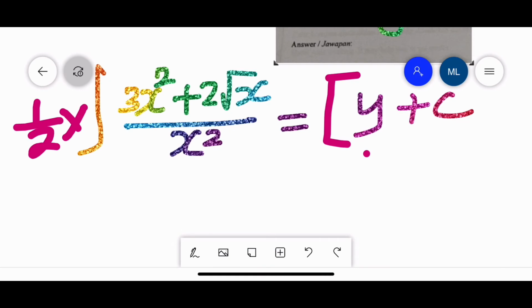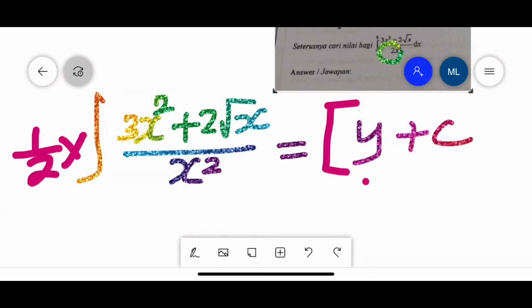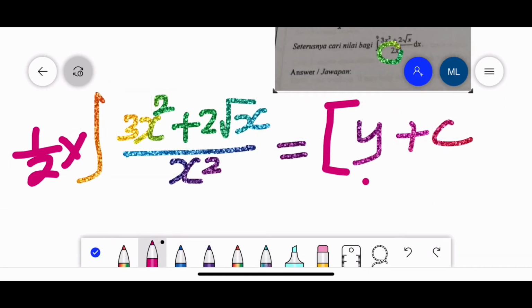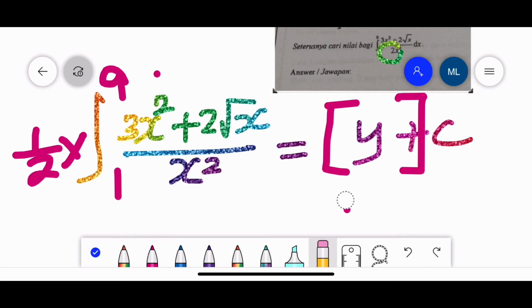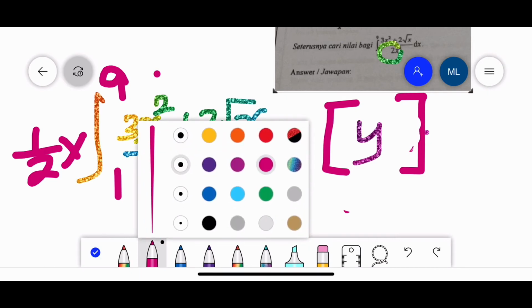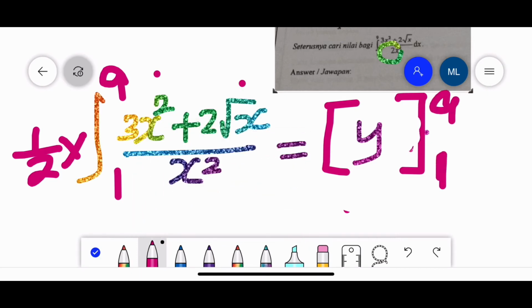For integration we have 2 types. One is definite integral, one is indefinite integral. So if you have plus c, that is called indefinite integral. Now because I got the limit 1 to 9, it becomes without the c. You don't have to write the c, because the c will cancel out later on also. So you just substitute 1 to 9. This is called definite integral, so for sure you'll get an answer in number later on.